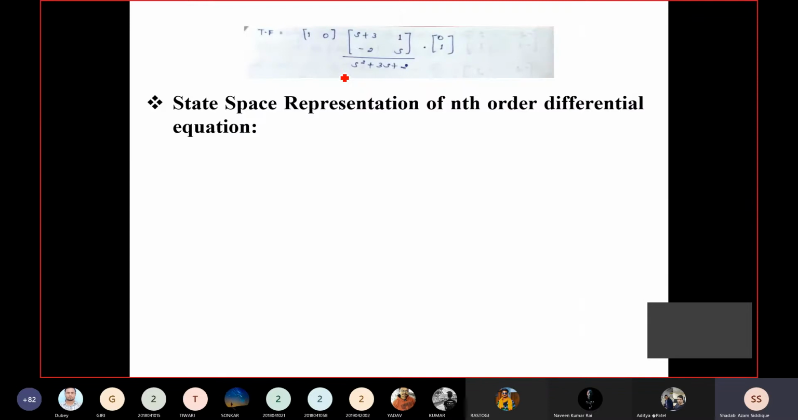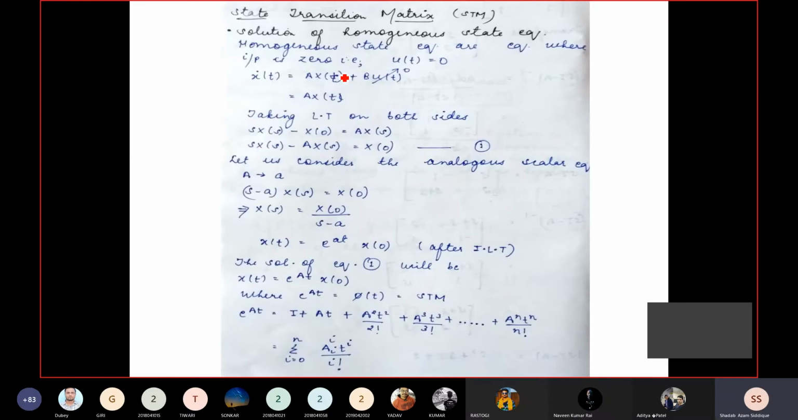Okay. Now move to another topic, which is called the state transition matrix. The state transition matrix basically works on the solution of the homogeneous state equation. Homogeneous state equation means the input is zero, that is, u of t should be zero. So the state transition matrix only works when the input is zero.